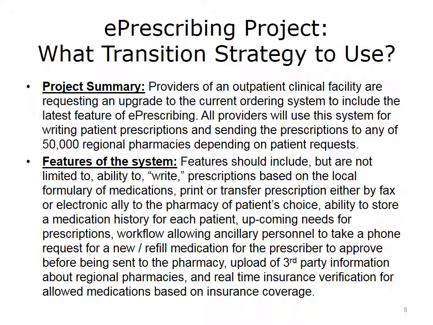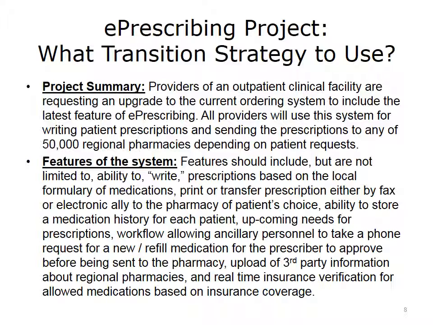As an example to explore different transition strategies, consider this example of the e-prescribing project. Providers of an outpatient clinical facility are requesting an upgrade to the current ordering system so that the facility will include the latest feature of e-prescribing. All providers will use the system for writing patient prescriptions and sending the prescriptions to any of the 50,000 regional pharmacies, depending on the patient's request.